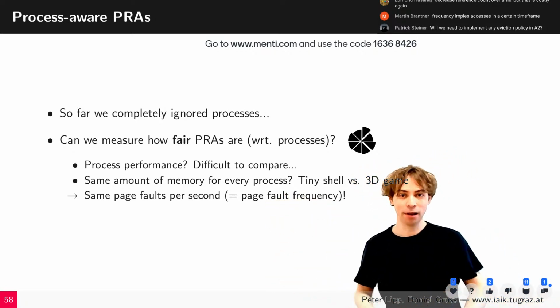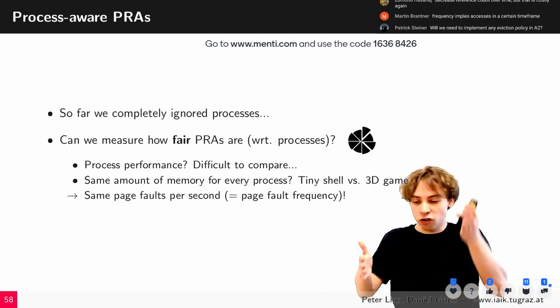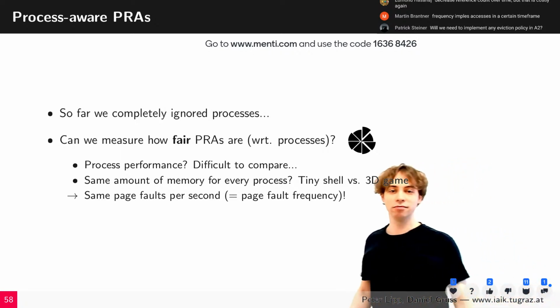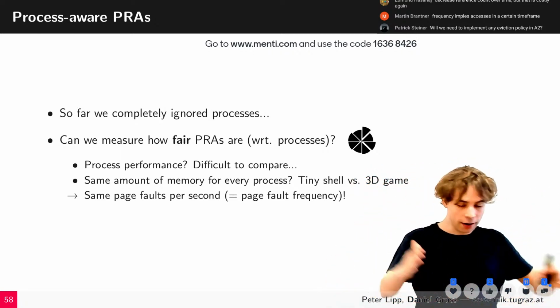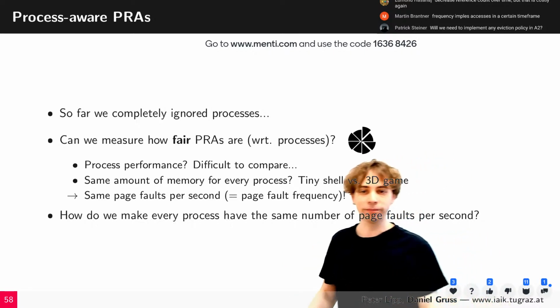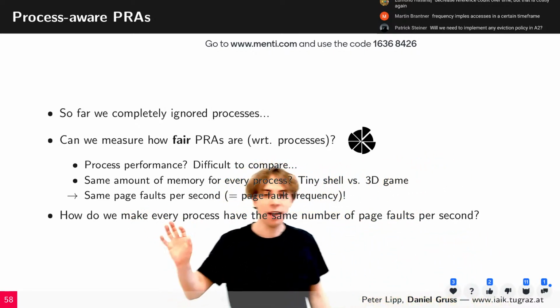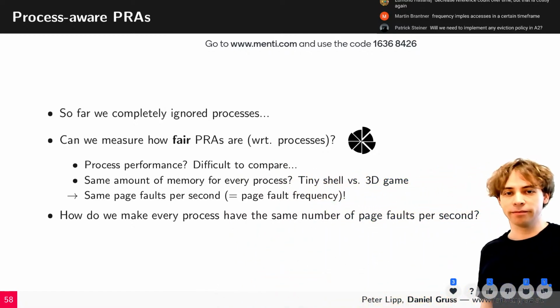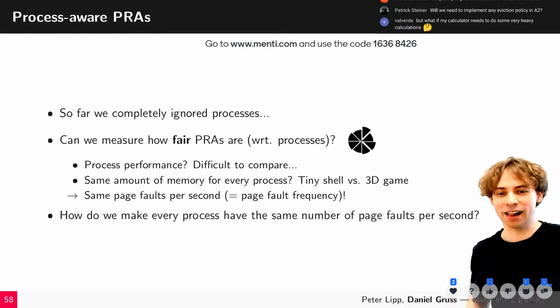The calculator app, if it doesn't use a lot of memory, well, it should still be slowed down as much as GTA 5. So if GTA 5 is slowed down, the calculator should also give away pages and be slowed down. How do we make sure that every process has the same number of page faults per second? With the page replacement algorithm.